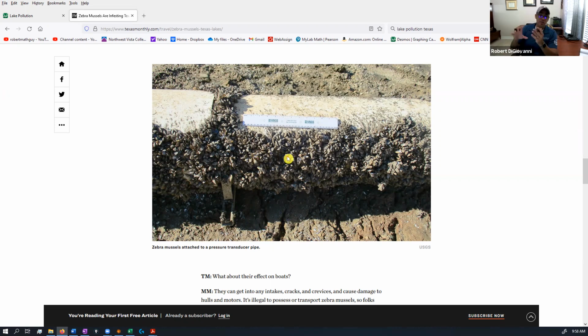There's a lot of lakes. People use the water from the lakes to irrigate, and you know, farmers that live around the lakes, they use that water for their farms. And these mussels get into the pipes, and they get into the motors, and they clog everything up. And on top of the ecological problems they cause, there's other issues, right?